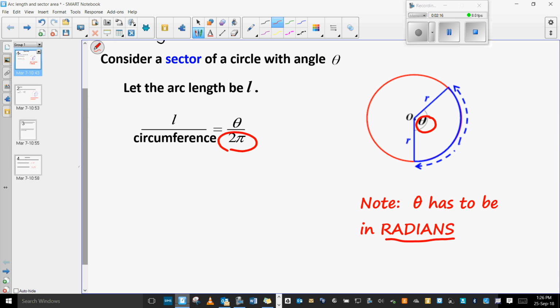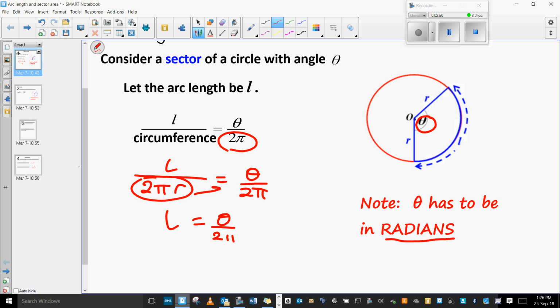Alright, so what's the formula for the circumference of a circle? 2 pi r. Pi r squared. No, you were right, 2 pi r. So L would be 2 pi r. All I've done is change the circumference to the actual formula. What do I do then to try and find L? Cross multiply. So I just need to bring this up to the other side. So I've got theta over 2 pi multiplied by 2 pi r.